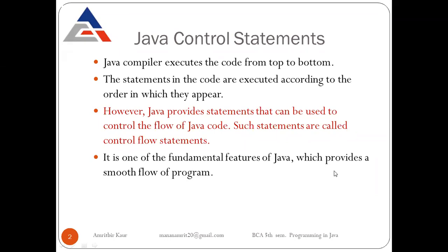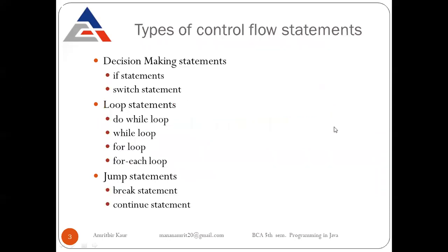It is one of the fundamental features of Java which provides a smooth flow of a program. So basically, a control statement is used when we want to change the flow of control in a Java program. So, types of control statement. Basically, control statements are of three types: decision making, loop statement, and jump statements. These three types are further categorized.